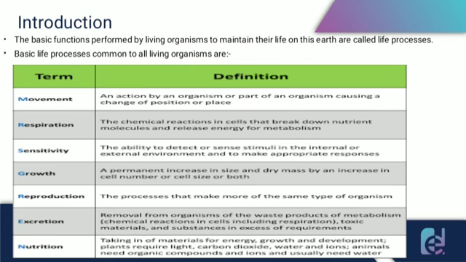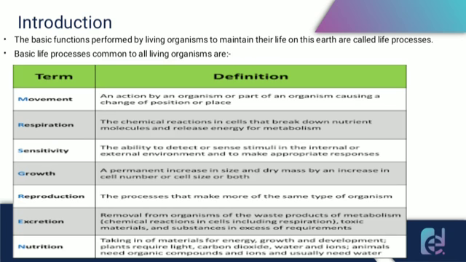Let's check it out. The first is movement. Movement is an action by an organism or part of an organism causing a change of position or place. Then the next one is respiration. It is the chemical reactions in the cell that break down nutrient molecules and release energy for metabolism.